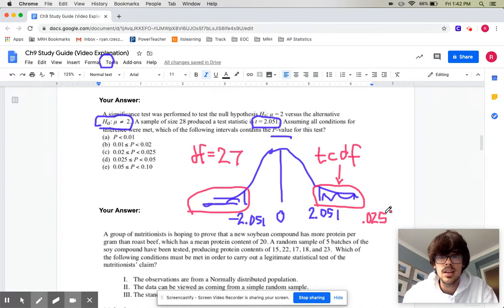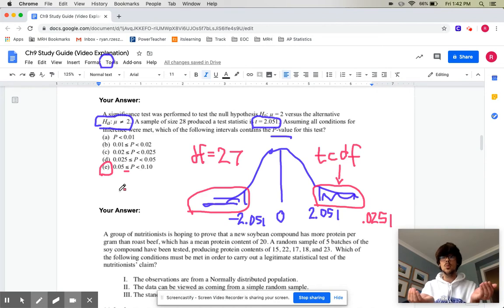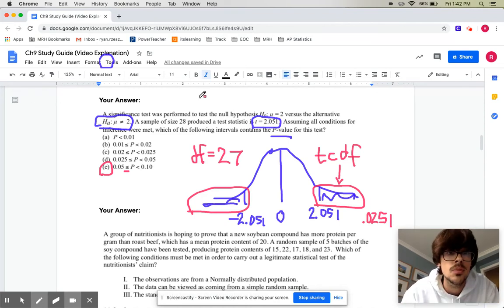If you double that, you get just over 0.05. And even if it was exactly 0.05, the less than or equal to sign is right here. So our p-value is going to be somewhere between 0.05 and 0.10 after you do your tcdf. Answer on this one, also E.